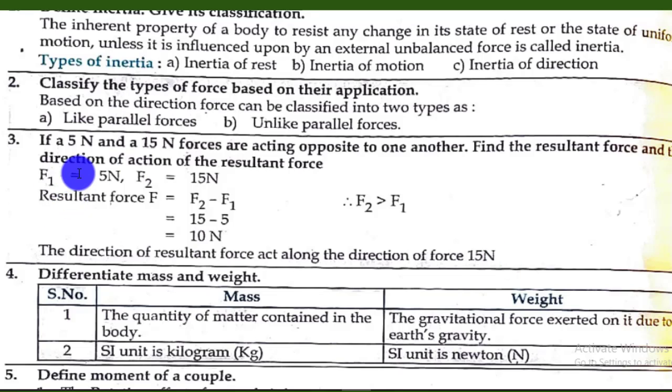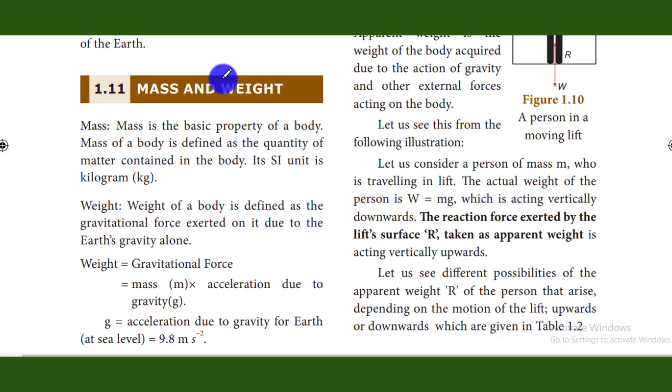So what is given? F1 is equal to 5 Newton, F2 is equal to 15 Newton. The resultant force F will be F2 minus F1, because F2 is greater than F1, and 15 minus 5 is equal to 10 Newton. The direction of the resultant force acts along the direction of the force 15 Newton. Differentiate mass and weight. Mass is the basic property of a body.